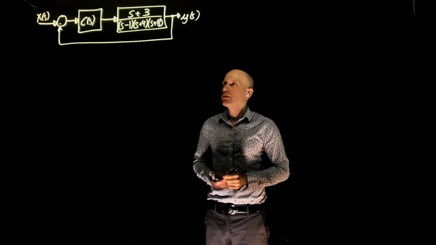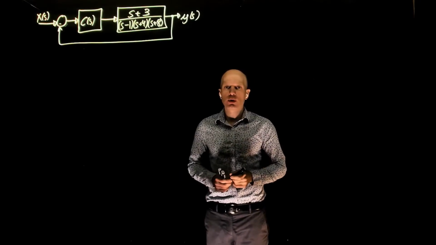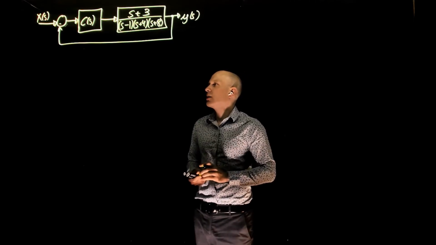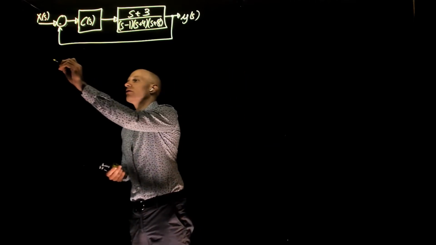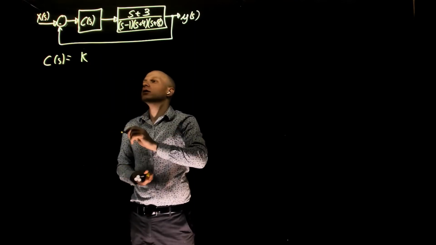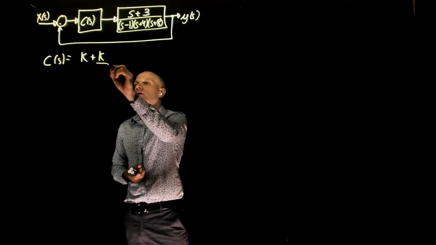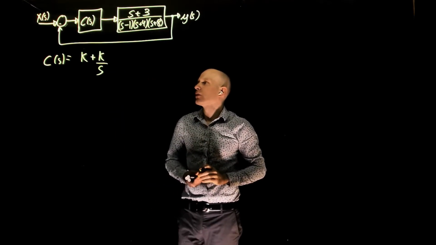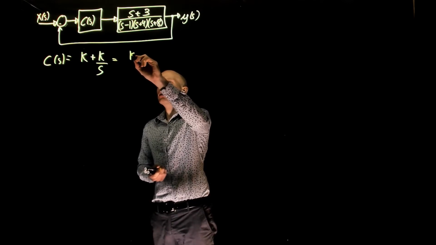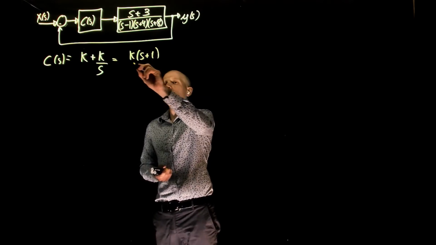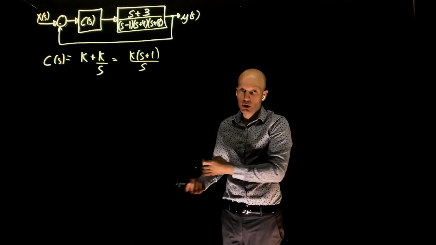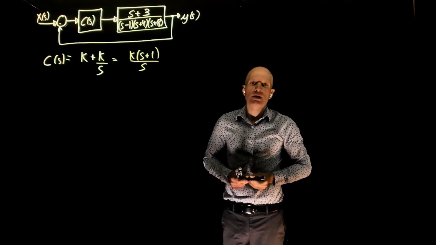In this example, we have a plant controlled by a proportional integral controller. We know that the proportional and integral gains are the same, which means that the controller C(s) can be defined as a proportional part, K, plus an integral part, K over s. And this is equal to K times (s plus 1) over s. This is the controller transfer function, again, because the proportional and the integral components have the same gain.